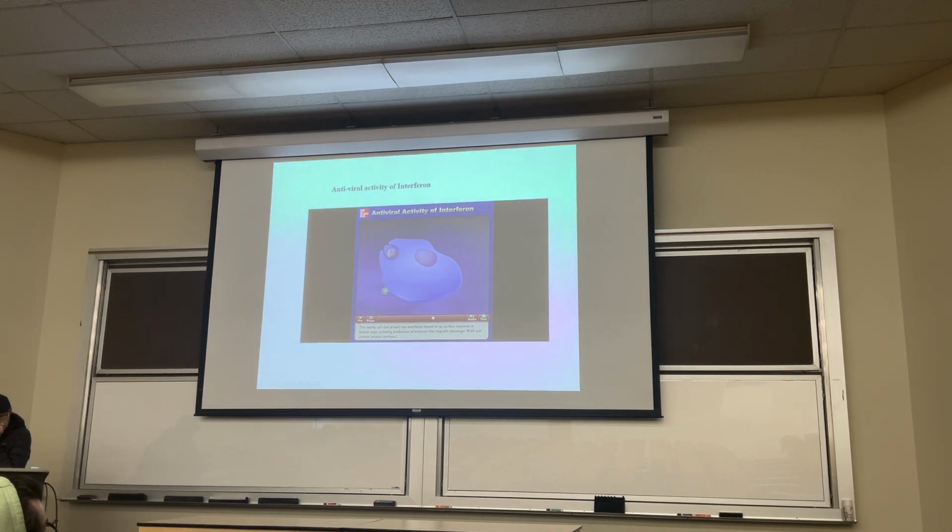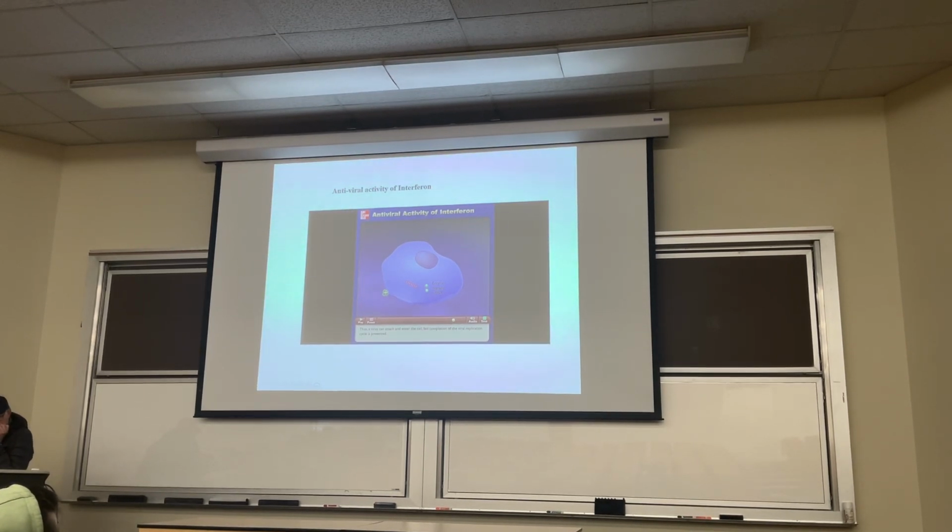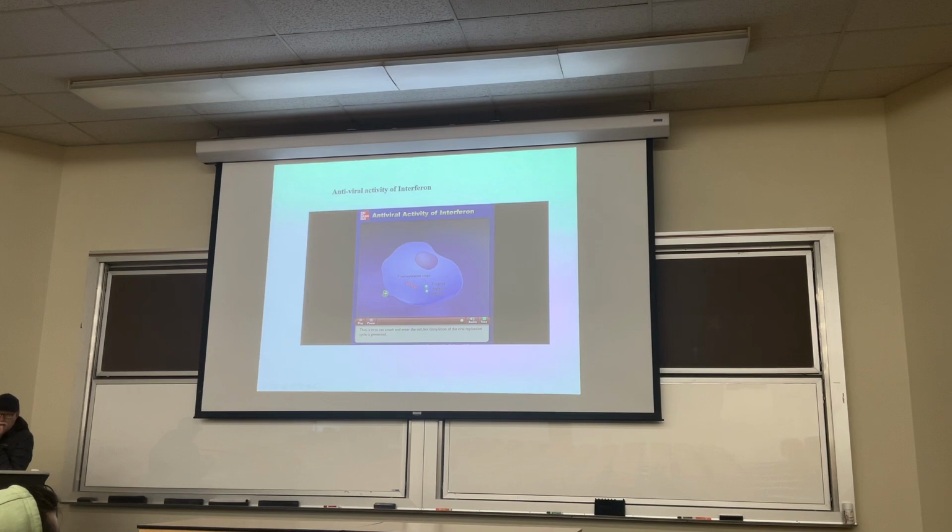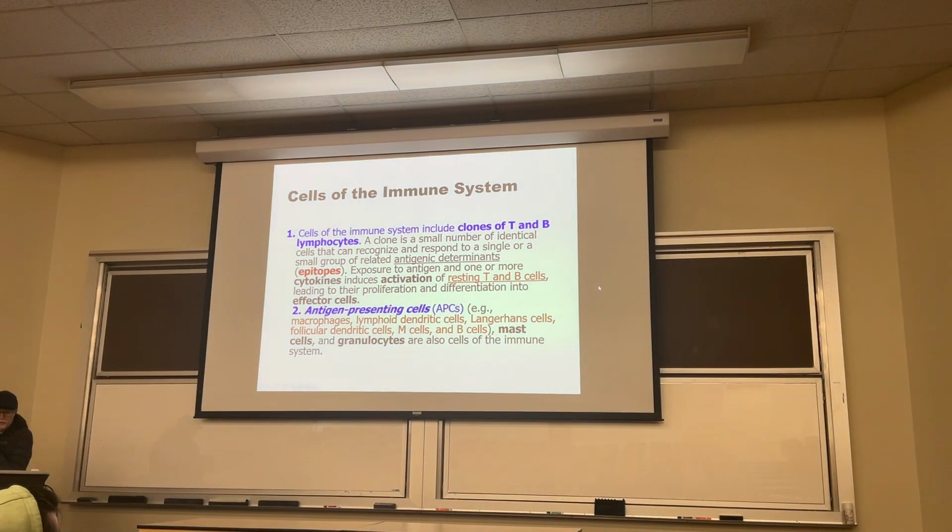The nearby cell that already has interferon bound to its surface responds in several ways, including production of enzymes that degrade messenger RNA and prevent protein synthesis. Thus, a virus can attach and enter the cell, but completion of the viral replication cycle is prevented. So that's another mechanism where the body defense system is trying to protect the host.